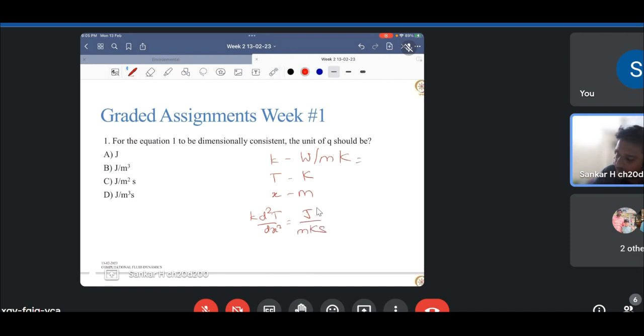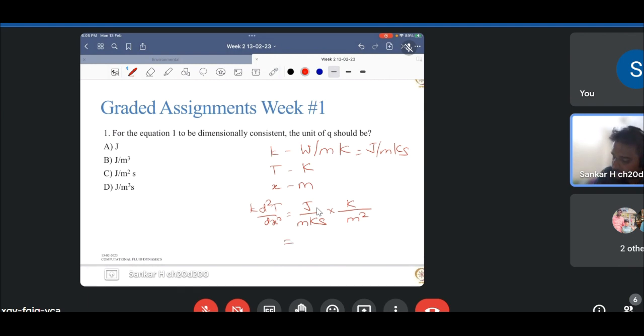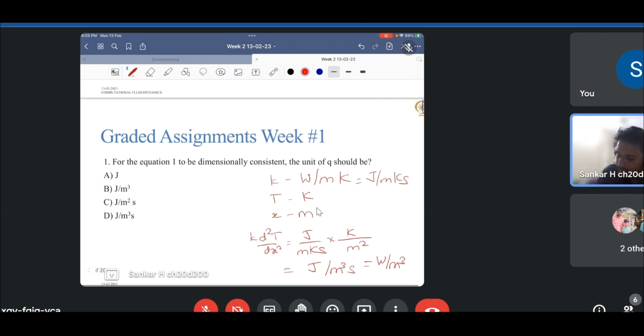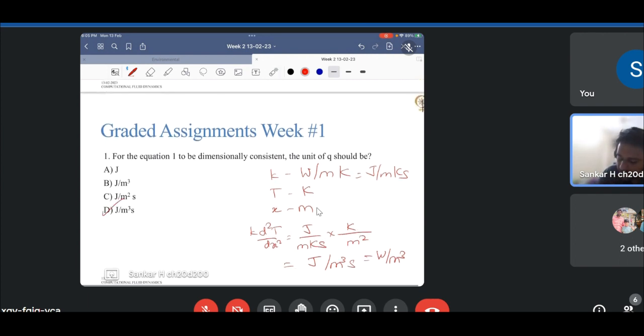This watt is the same as joule per meter Kelvin second times the temperature divided by the length square. So finally, we would get the answer as energy per meter cube per second, which is basically watts per meter cube. This is what we'll be getting. Option D is the right answer.